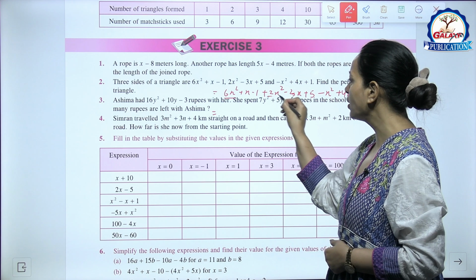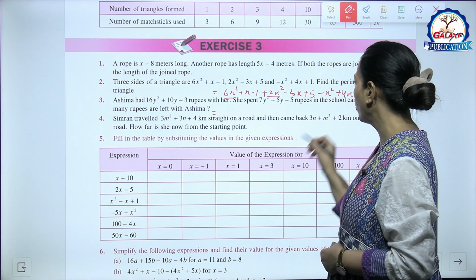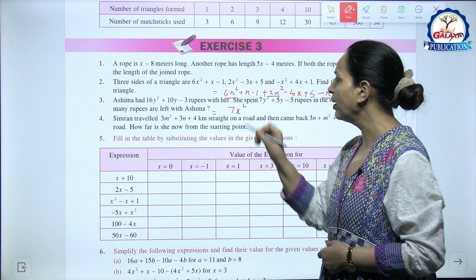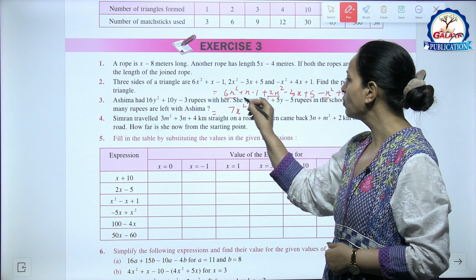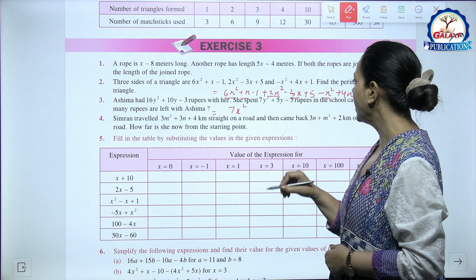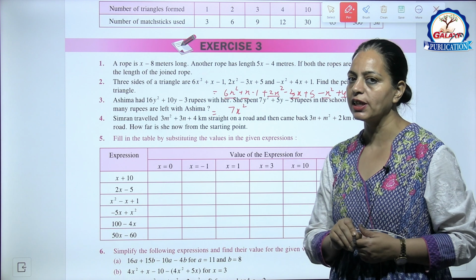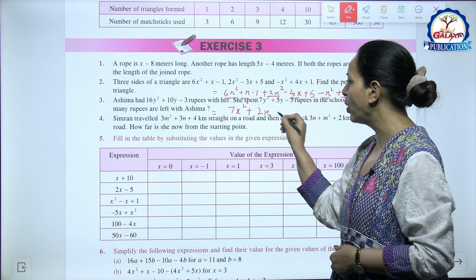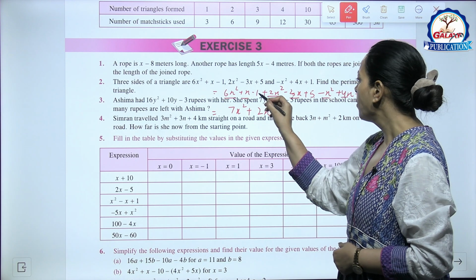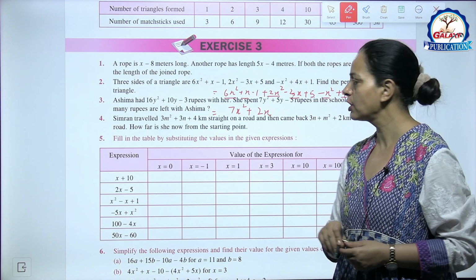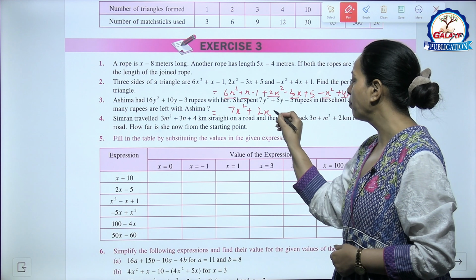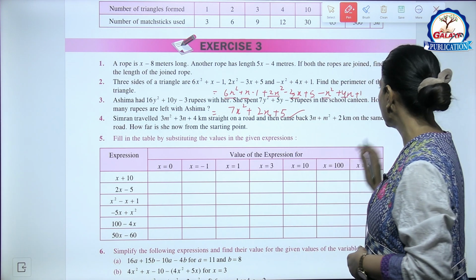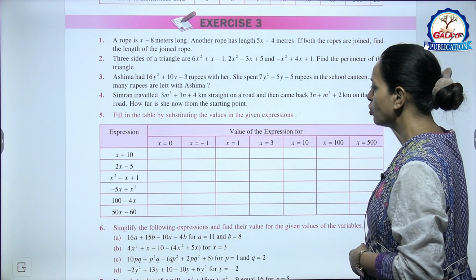6x square plus 2x square, 8x square minus 1x square, it becomes 7x square. Now plus 1x minus 3x and plus 4x. So plus 1 plus 4 plus 5 minus 3 plus 2x. Now take the constants. Minus 1 plus 5 plus 4 and plus 1 plus 5. Okay. So this is the perimeter. I hope this is clear to you.